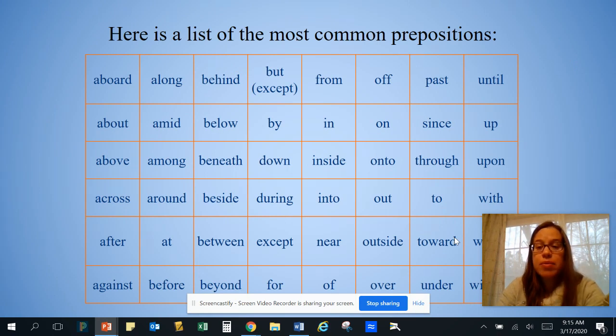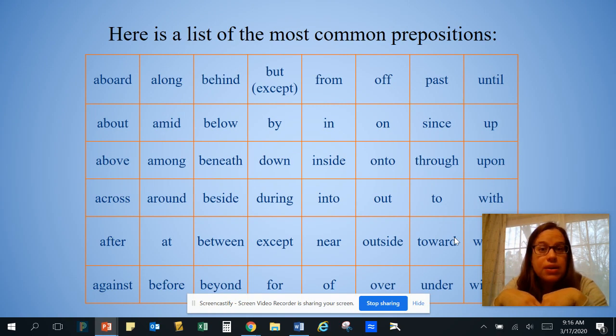Here is a list of common prepositions. I'm going to be honest with you, I'm not going to make you memorize them. However, I did, and I'm sure if you ask some of your parents, they did too. That's the best way to learn prepositions, is to memorize them. There's even a fun song for that. But instead, I want you to be familiar with them. I want you to start to look at this list, be familiar with what these prepositions are.